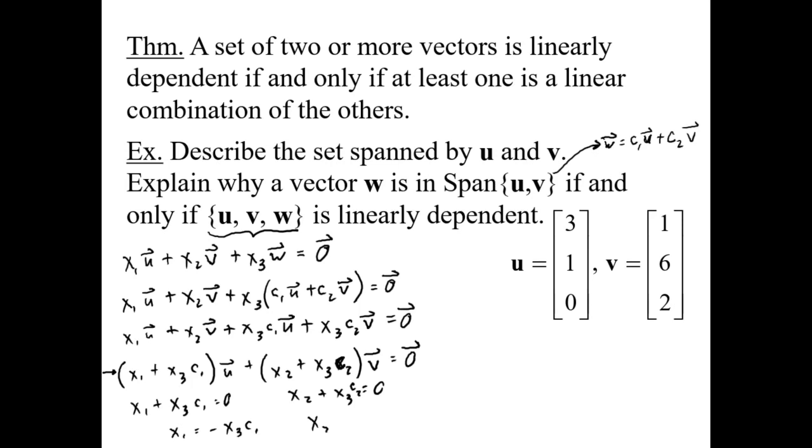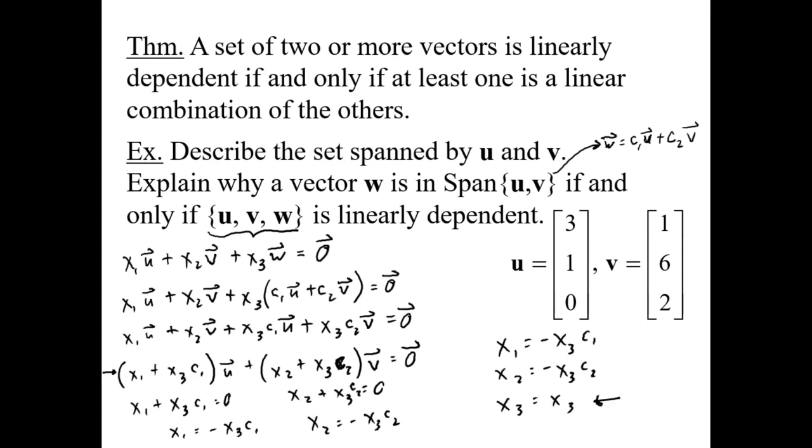So x2 is going to be negative x3 c2. One more time, the question is, can I find values for x1, x2, and x3? And the answer is yes. x1 is going to be negative x3 times c1. x2 is going to be negative x3 times c2. And x3 can be whatever it wants. Pick any number you want for x3.